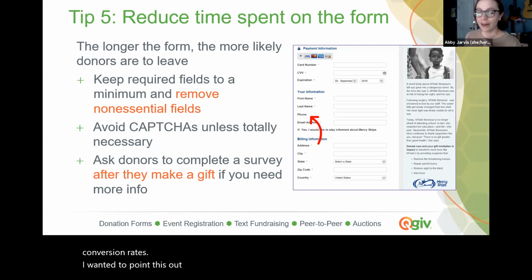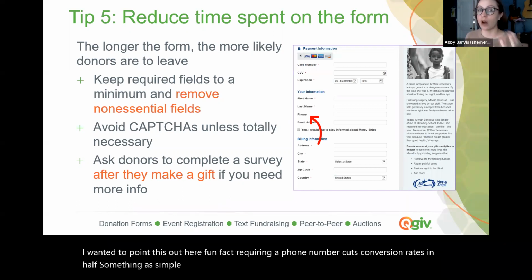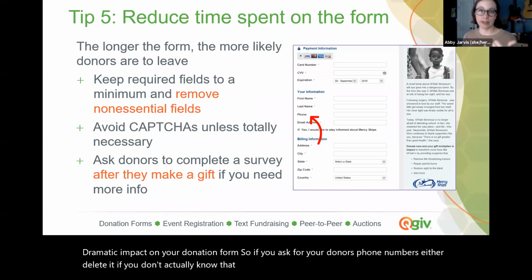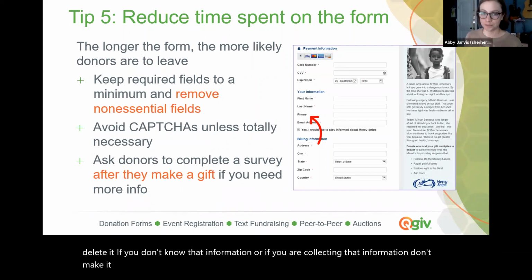Now, I wanted to point this out here. Fun fact, requiring a phone number cuts conversion rates in half. Something as simple as making a phone number optional for your donor can have a dramatic impact on your donation form. So if you ask for your donors' phone numbers, either delete it if you don't actually need that information, or if you are collecting that information, don't make it required, just make it an option.